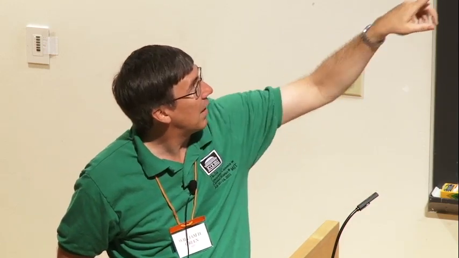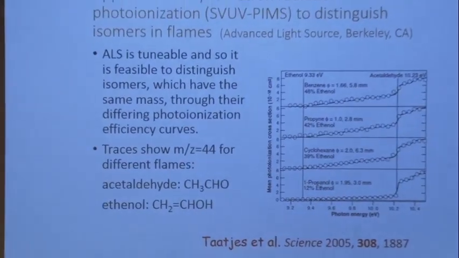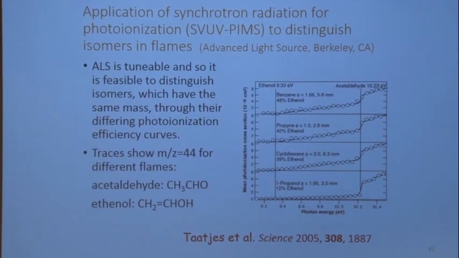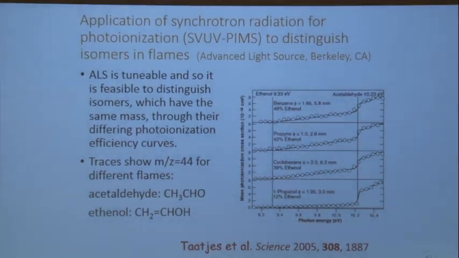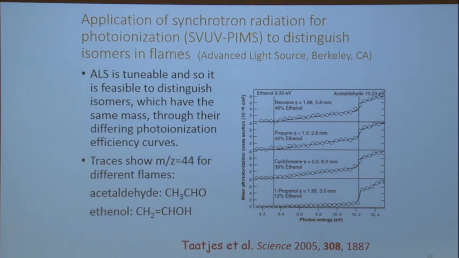And so this guy, Taatjes, who's now the editor of the International Journal of Chemical Kinetics, he's been really famous for this. He's published a bunch of papers in Science where he's seen a lot of weird isomers that people had speculated might exist, but nobody could see them before. And he has this tunable photoionization mass spectrometry at the synchrotron. He's able to see a lot of them.